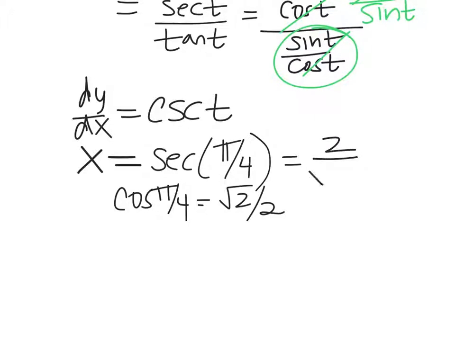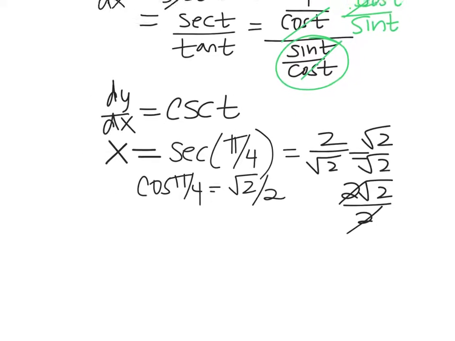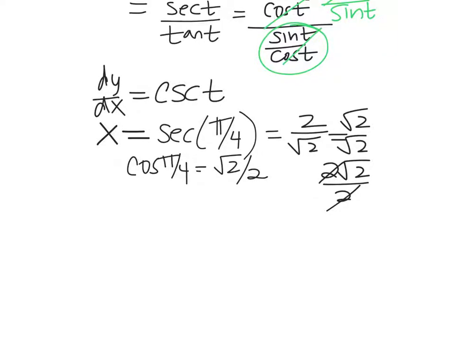So 2 over rad 2, multiply top and bottom by rad 2, giving 2 rad 2 over 2, which is rad 2. That's x. So x is rad 2. Should I go through that again? Cosine of pi over 4 is rad 2 over 2. But we want secant, the reciprocal, so we flip to 2 over rad 2. We multiply top and bottom by rad 2 and get 2 rad 2 up top. Rad 2 times rad 2 is 2. The 2's reduce, leaving us with rad 2.